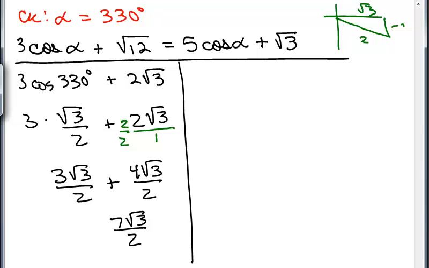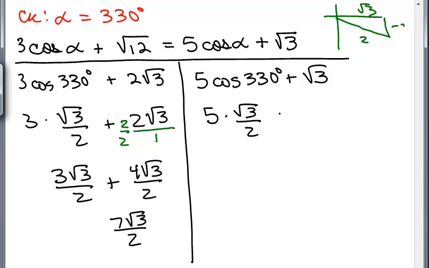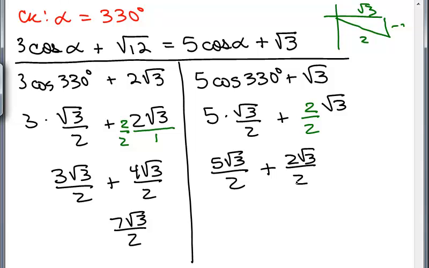Now let's see what the right-hand side simplifies to. Again, you're plugging in 330 degrees for alpha. And the cosine of 330 degrees, we figured, was the square root of 3 over 2. And we're adding that to square root of 3, right? So I have 5 square roots of 3 over 2 plus, and I see I'm going to have to get a common denominator here, so I'm going to multiply this by 2 over 2, which gives you 2 square roots of 3 over 2. And then if I add the numerators, since I have a common denominator, I get 7 root 3 over 2. Same number on both sides, checks.